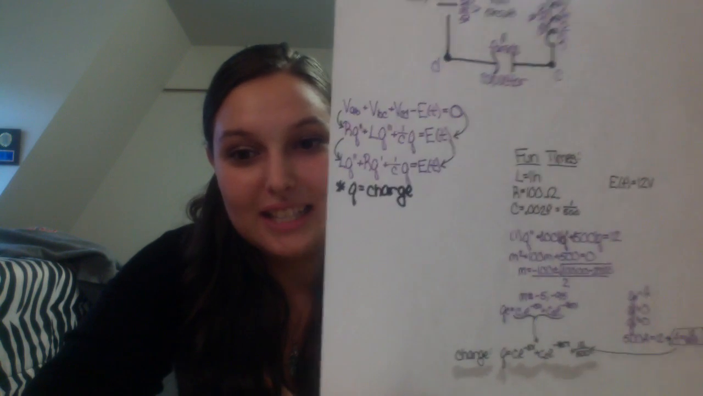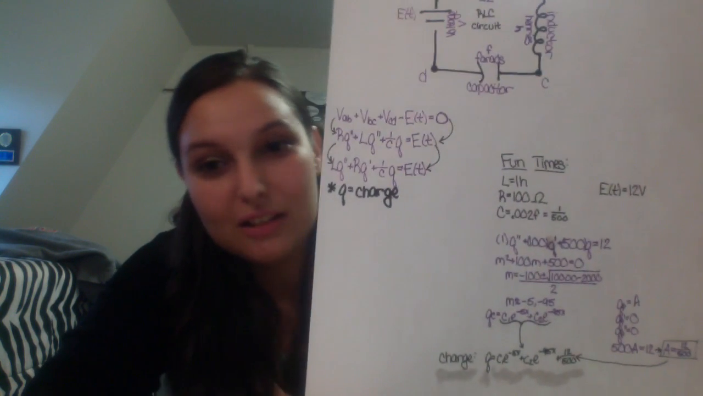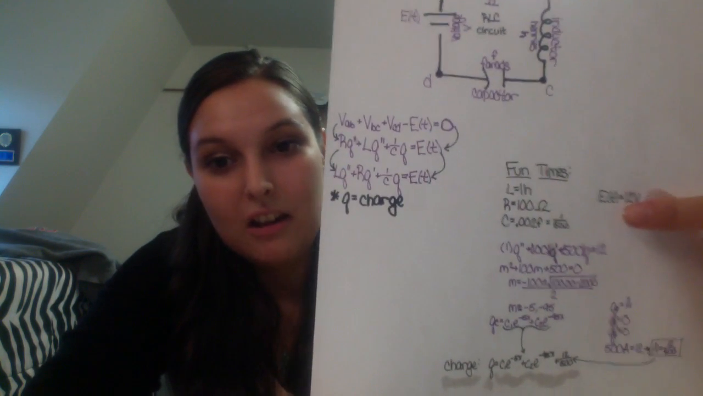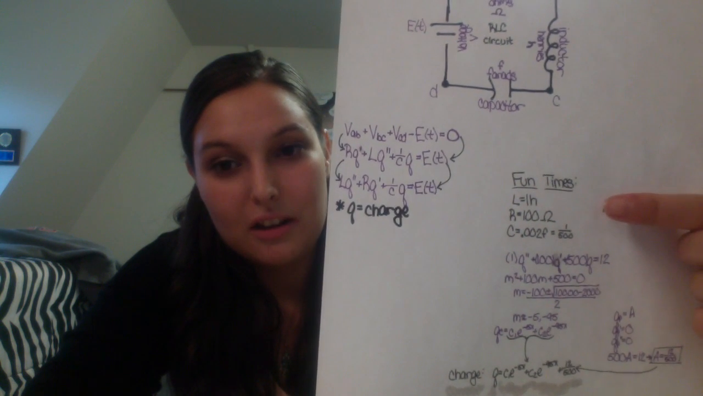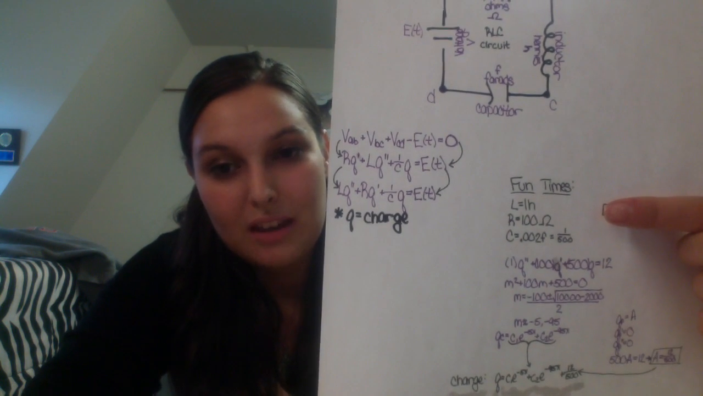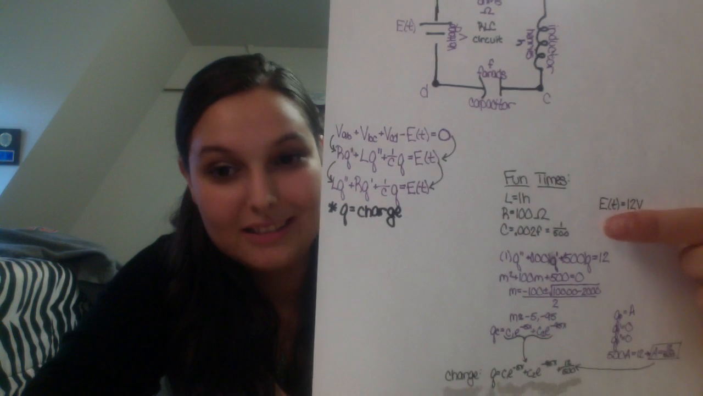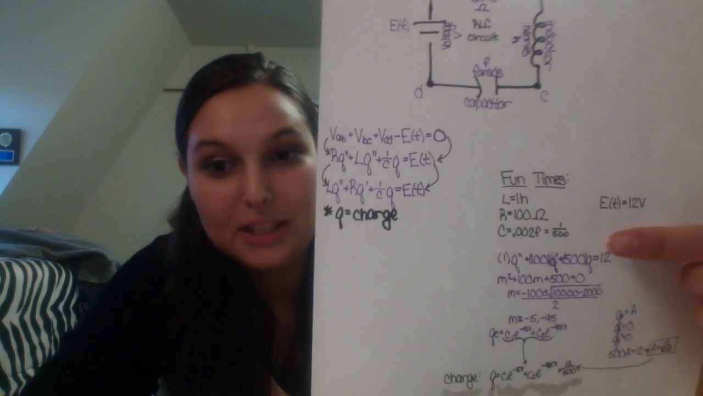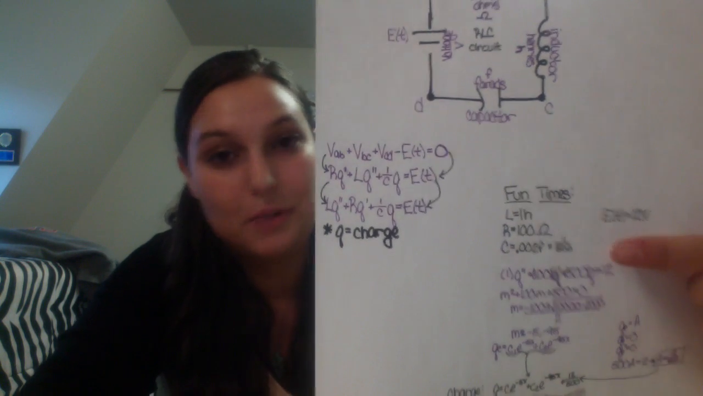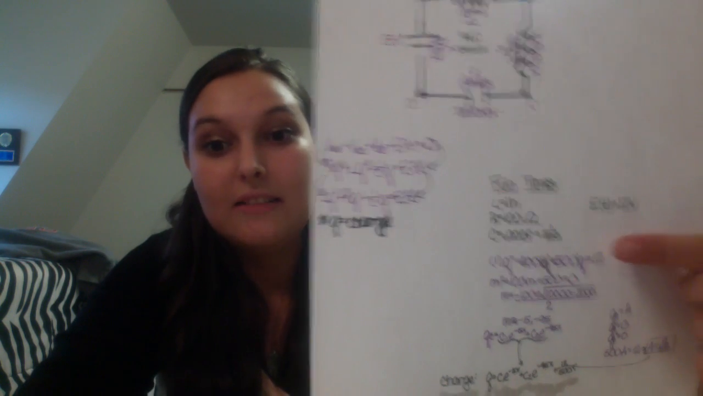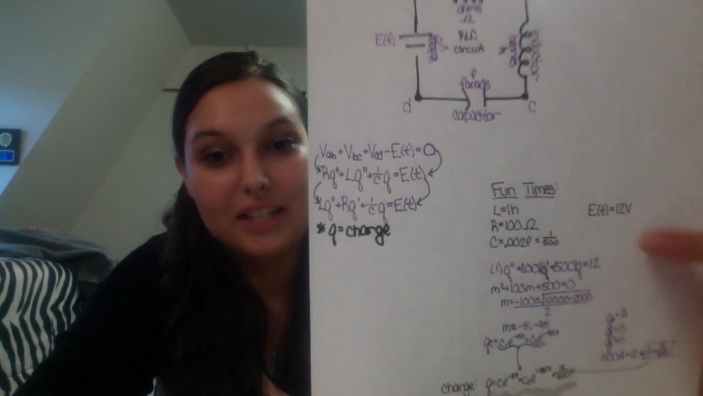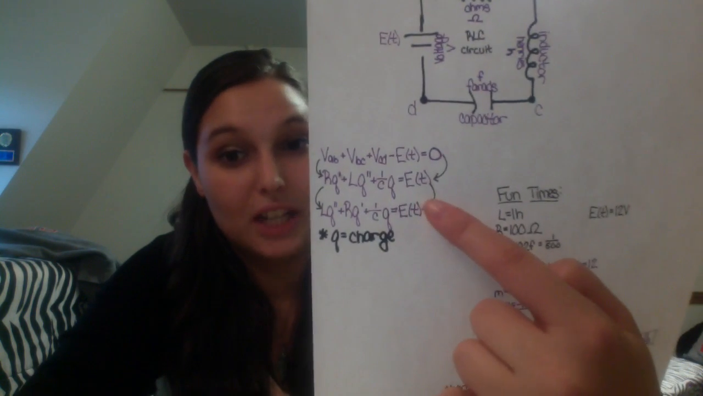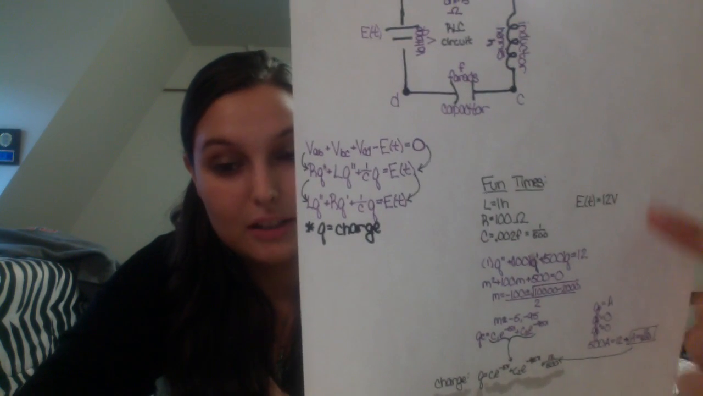So for funsies, this is the stuff that I do all day. If you are given an RLC circuit with L of 1 Henry, an R value of 100 ohms, and a C value of 0.002 Farads, which is 1 over 500 Farads, then you just plug all that stuff into the magical equation that we talked about over here. You just plug it all in, so this is so hard.